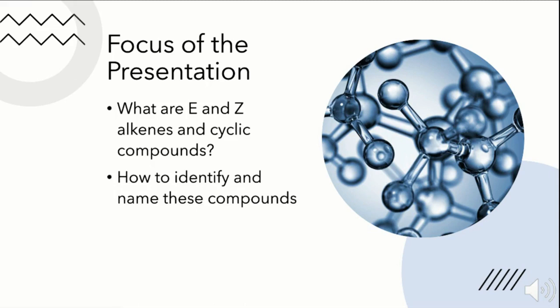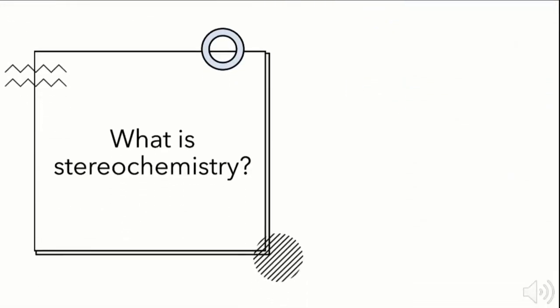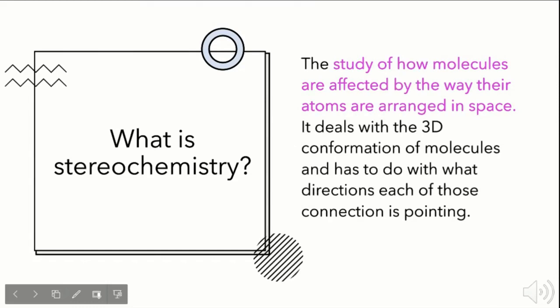Before we get into this, though, we will do a little bit of background information about stereochemistry, isomers, and chirality. So before we start getting into E and Z isomers, we need some background information, and that includes what stereochemistry is. Stereochemistry is the study of how molecules are affected by the way their atoms are arranged in space. It deals with the 3D conformation of molecules and has to do with what directions each of those connections is pointing. Stereochemistry is very important to the study of chiral molecules.